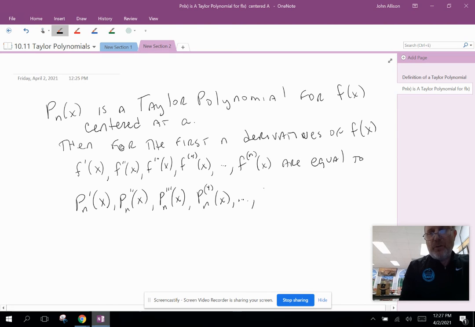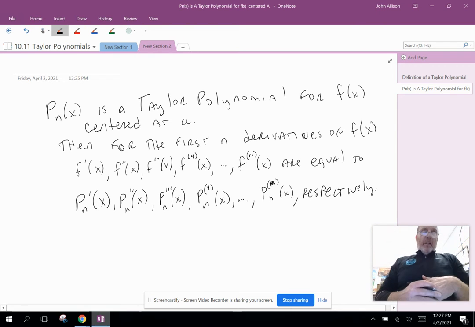So we built the Taylor polynomial by matching those n derivatives, and that's all respectively. So f prime is equal to p prime, p sub n prime. And f double prime is equal to p double prime, p sub n. And the fourth derivative of f is equal to the fourth derivative of p, so on and so forth.